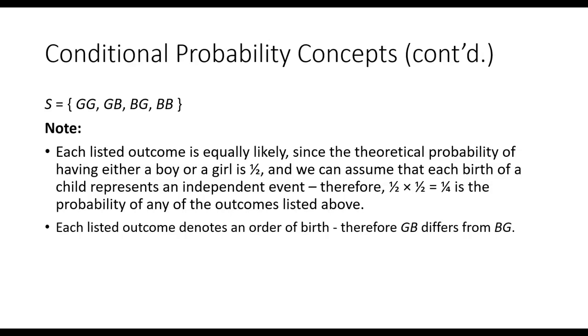Notice also that each listed outcome denotes an order of birth. Therefore, GB tells us that a girl is born first, then a boy, which differs from BG, where a boy is born first, followed by a girl. Therefore, the probability of having 2 girls is equal to 1 out of 4. In other words, the one choice where we have 2 girls in the listing of the sample space out of the 4 possible outcomes that we listed.